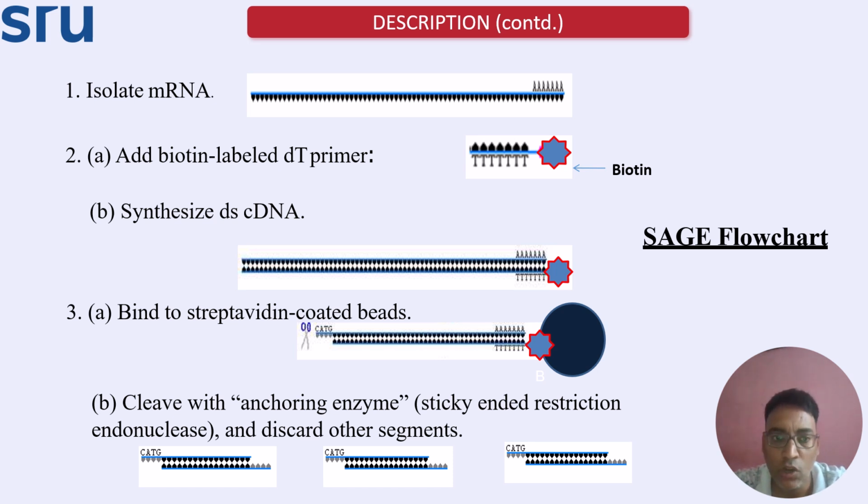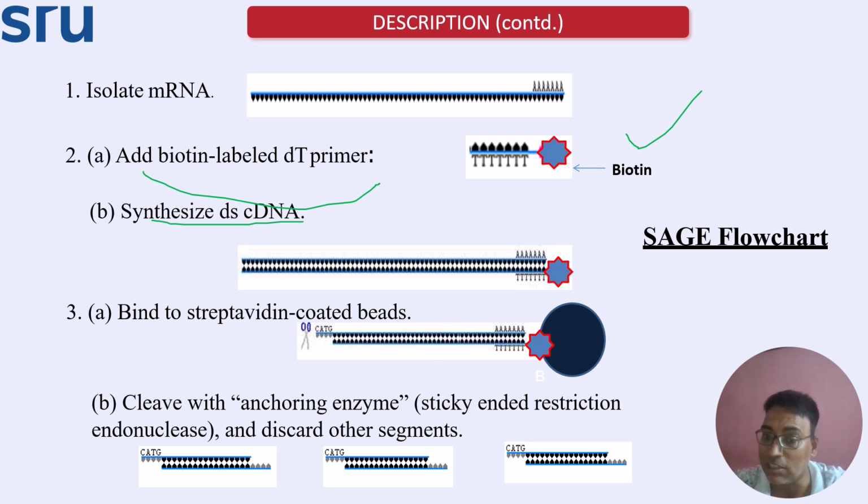See, you isolate the mRNA, then add a biotin labeled oligo-dT primer. You add the primer here. This is biotin labeled. Then you synthesize the double-stranded cDNA. The tag is attached here, connected with biotin. The biotin is already present here. Everything is there.